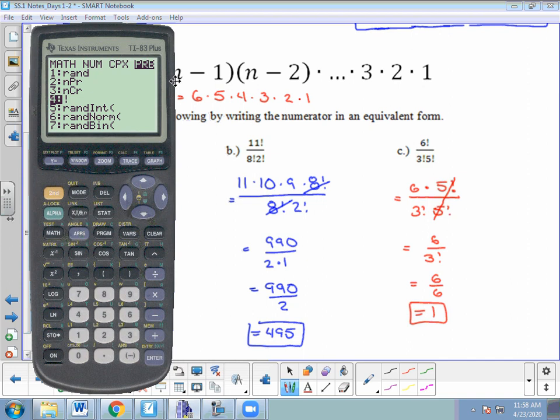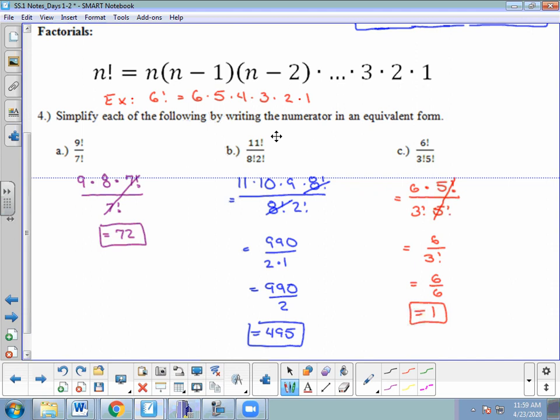So hit math and then go over to PRB, which is probability. It's the fourth option down. So then I can have that input right there. And now I have 6 divided by 3 factorial. And in my calculator, this actually simplifies without that extra step. So it does show us that it's 1. So in this case, we did have to simplify the numerator and then get the answer.